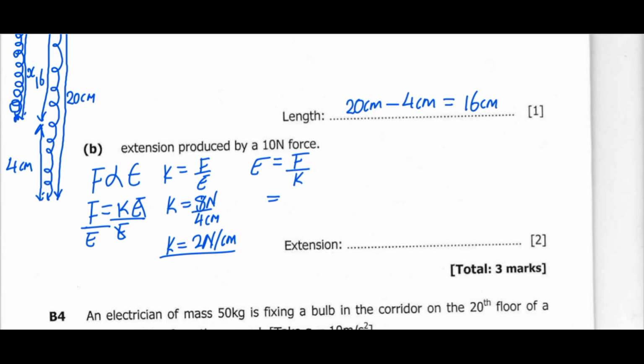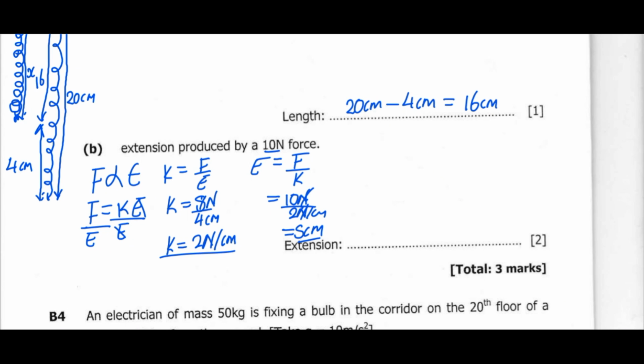So what's our force this time? It's 10 newtons, divided by the constant, 2 newtons per centimeter. So the newtons will cancel. 2 into 10 will give us 5 centimeters. So this means that if the force changes from 8 newtons to 10 newtons, the extension will also change from 4 centimeters to 5 centimeters.